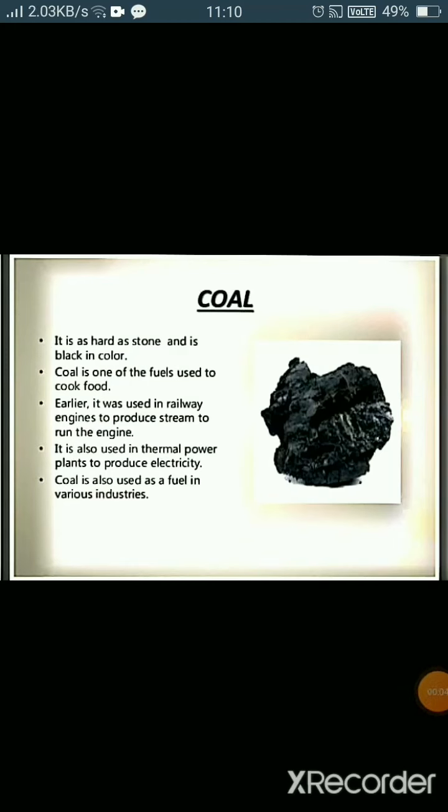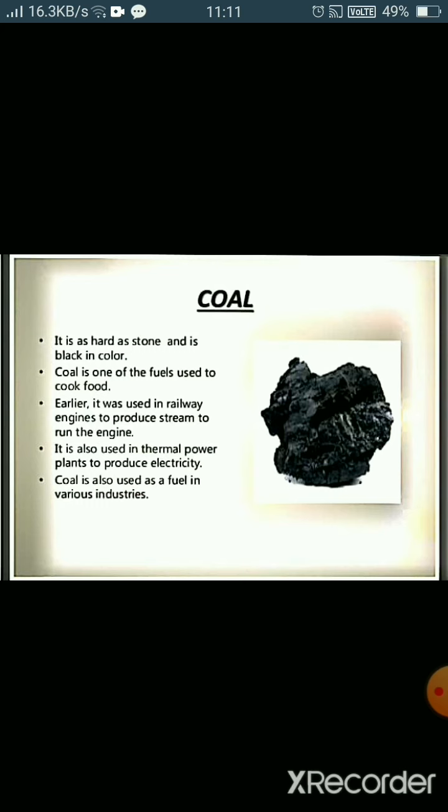In the previous class we discussed natural resources and the types of natural resources, that is, inexhaustible natural resources and exhaustible natural resources. Today we will discuss coal: how it is formed, where it is used, and what its different products are.